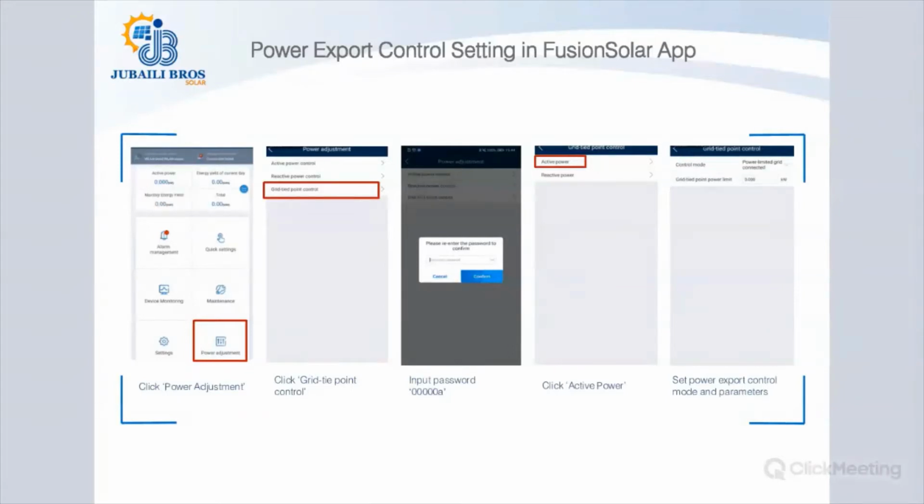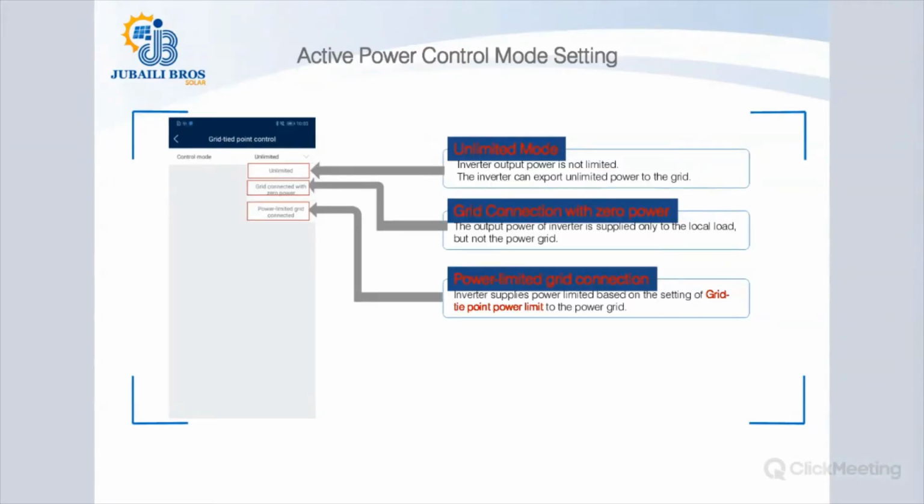For setting the power export control using the FusionSolar app, we can go to power adjustment in the home page, click on the option, and then click on grid point control. The application will ask you for the installer password, which is 5 zeros small a, and then click on the active power. Then click on set power export control mode and parameters, and then we will see the 3 available options.